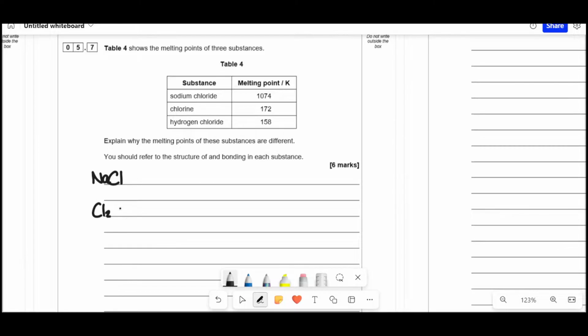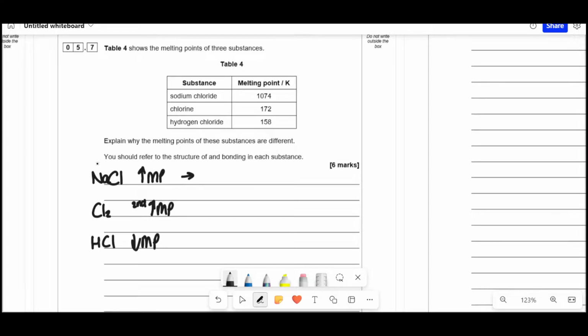NaCl, Cl2, HCl. NaCl has the highest melting point, Cl2 is going to be the second highest melting point, and HCl is the lowest melting point. Now what you do is compare across the board, side by side. If you compare NaCl and Cl2, what is different about NaCl and melting it? When you're talking about melting and boiling points, you need to think what you're actually doing. Loads of people say, "Oh, you're breaking the bonds," and so on. Stop. If you're melting something, you're breaking the bonds between what and what, not just the bonds. You need to say what it is.